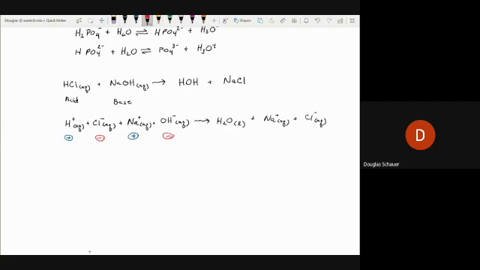You can see here that chloride and sodium don't change. So the net ionic equation for this reaction is going to be H plus OH giving water. And this is what we call a neutralization.